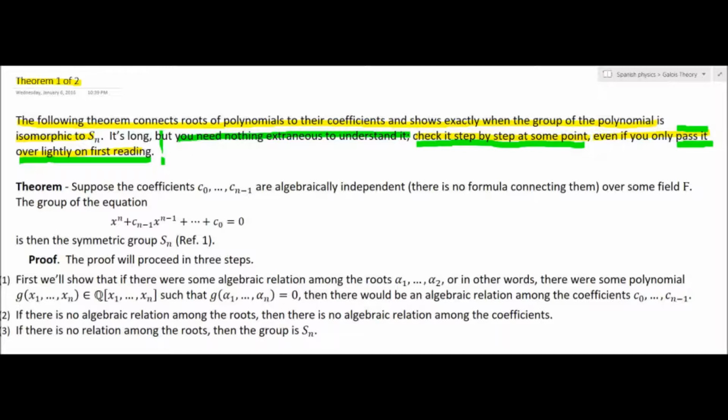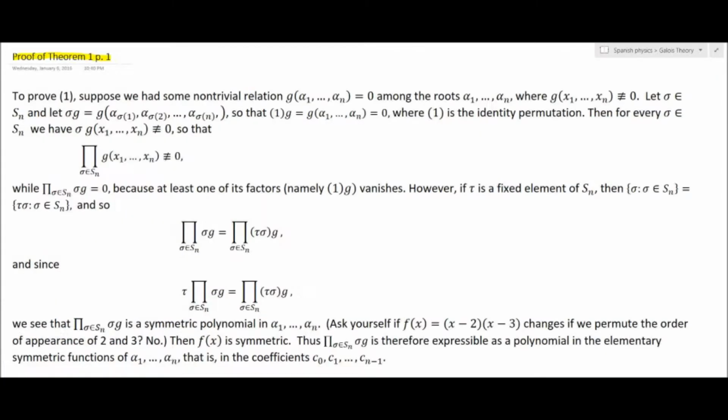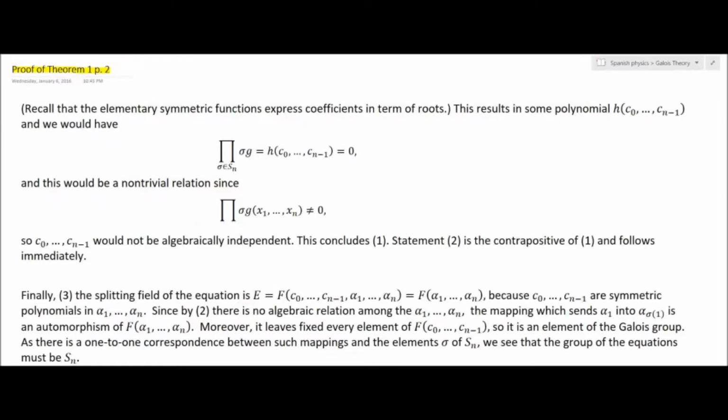Okay, I'm just going to show you this is the first page of the proof. It's all inclusive. Here's the second page of the proof, and I think that's the end of the proof down there. So you need to check it step by step.